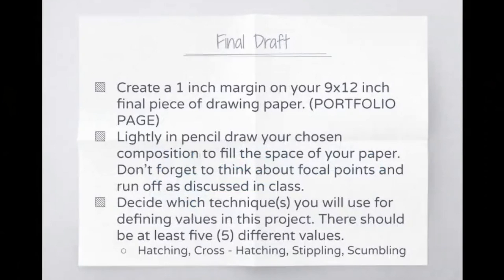So you are going to create a 1-inch margin on your 9 by 12-inch piece of paper. Trust me, you want this margin because it's going to bring your surface area of what you need to have value into 7 by 10. So this is on a hole punch portfolio page. Then you're going to lightly draw the outline of your composition with the different shapes and everything else that you want to add in pencil so that it fills the whole composition.